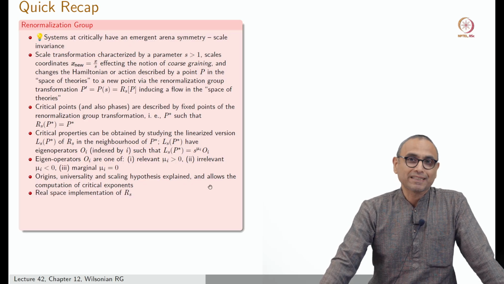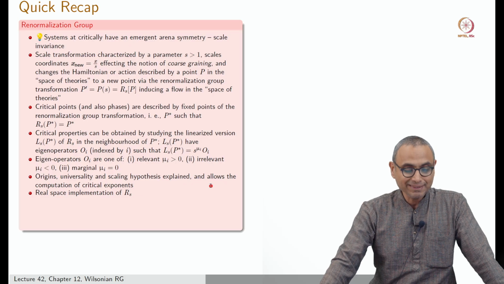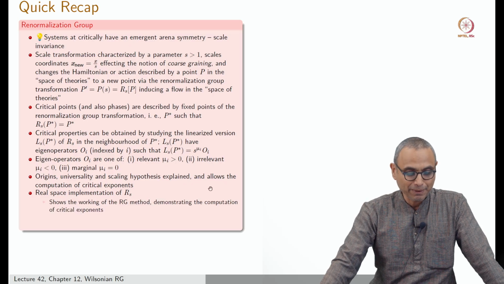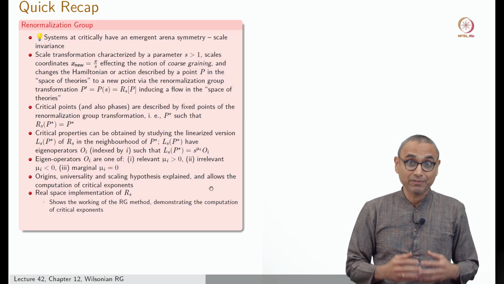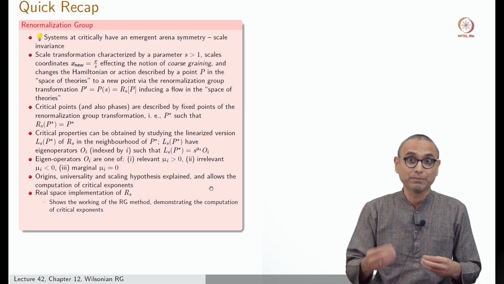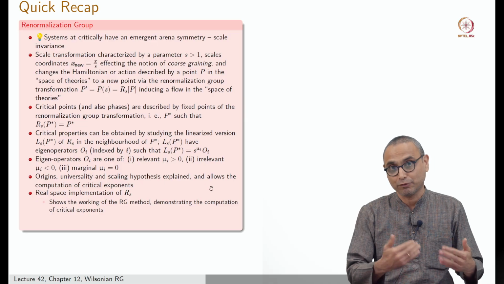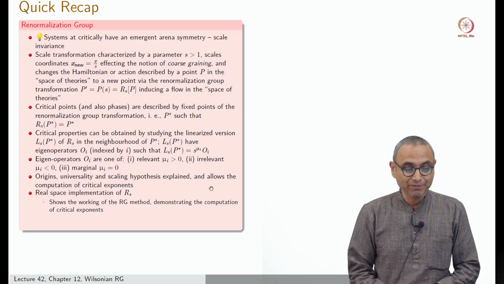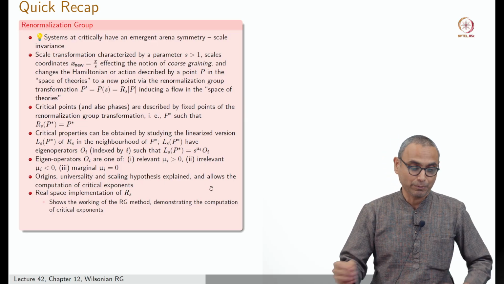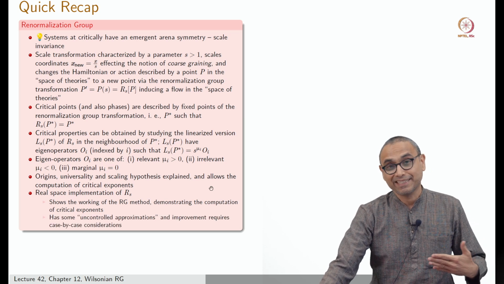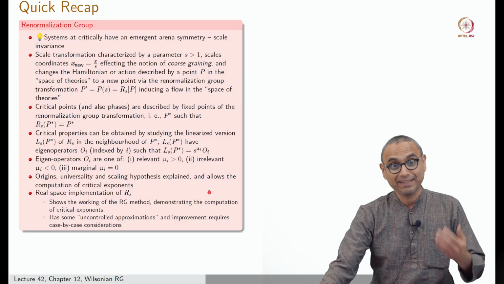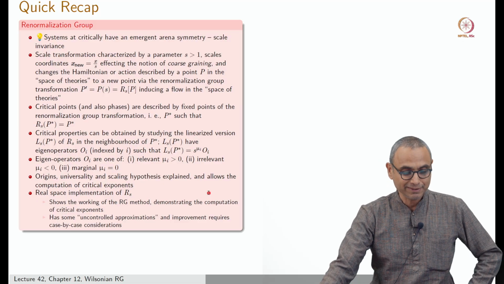So, we have looked at the real space implementations of RG, and real space implementations of RG showed us how RG works. We were able to actually extract these mu_t and mu_h, etc. for the Ising model, for example, and we were able to obtain critical exponents. So remember, it is not just a conceptual idea, it is also a calculational tool. We can extract critical exponents.